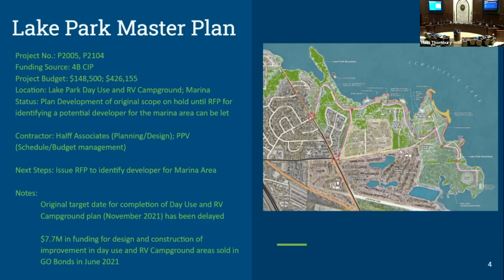As you may be aware, we have $7.7 million in funding for the design and construction of the day use and RV campground areas, and those were sold in the GO bonds in June earlier. So we're moving forward on that.